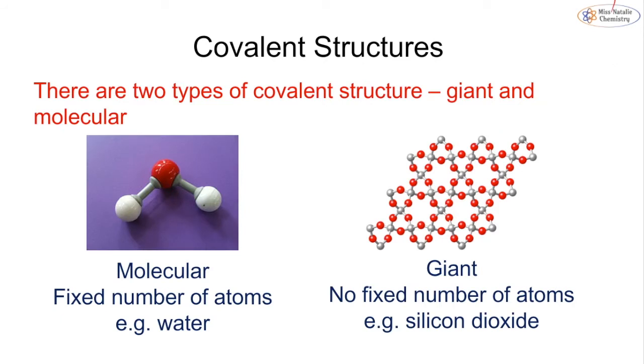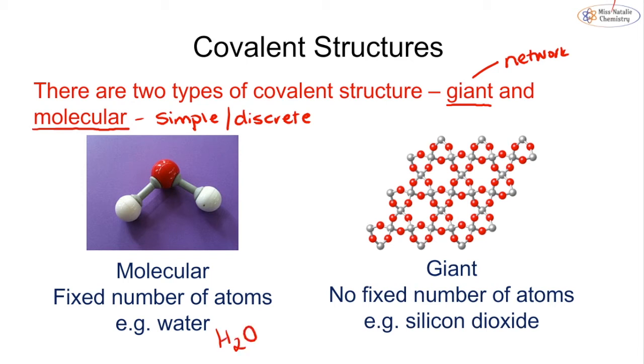Moving on now, let's look at the different types of structures. So within covalent bonding, there are 2 different types of structures that can be formed depending on the elements that are bonding together. The first is known as giant covalent, or sometimes known as covalent network, but Edexcel use the term giant, or there is molecular covalent, sometimes known as simple covalent or discrete covalent. All these words mean the same. So we're talking about, for molecular, we have a fixed number of atoms. For example, with water, we always get 2 hydrogens and 1 oxygen.